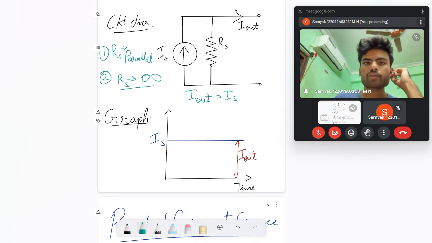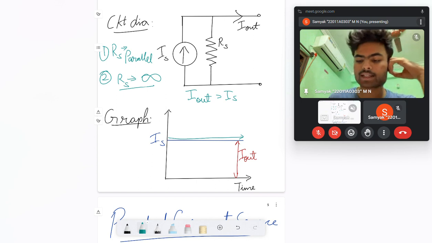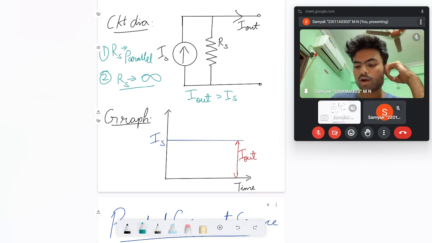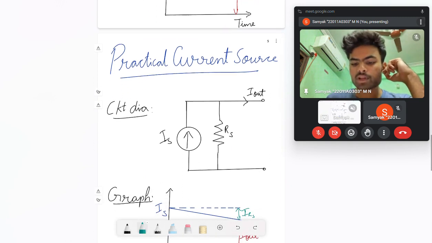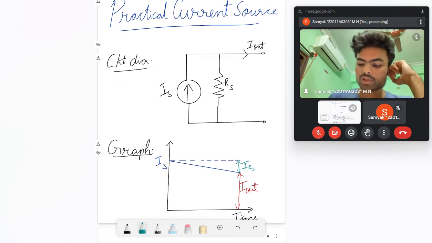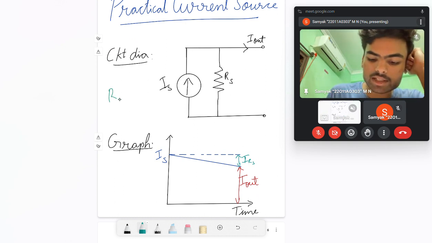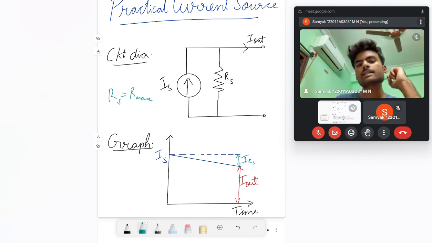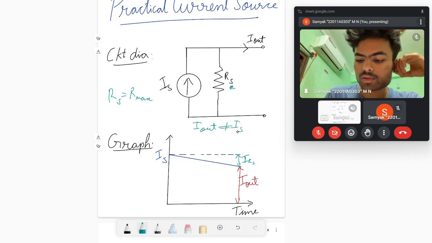And if you draw a graph of current versus time, you can see that it is constant and completely parallel to the x-axis, which means that the current is not changing at any point of time, and all the current that is being produced from the source is going to output. In a practical current source, you can see that there is a loss in the current because the source resistance is maximum and cannot be infinite. And hence, part of the current flows into Rs, which is why I out will not be equal to supply current.